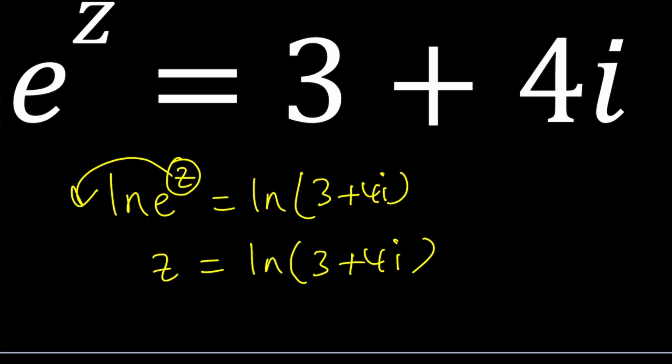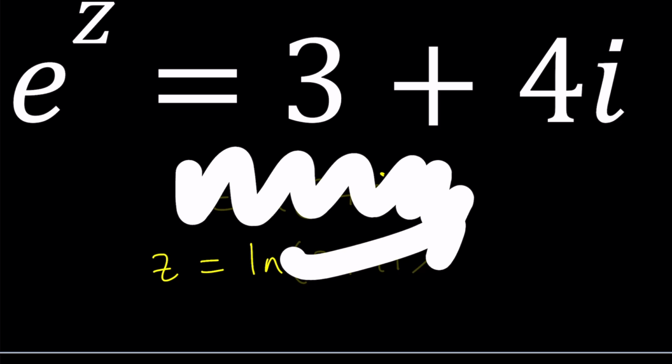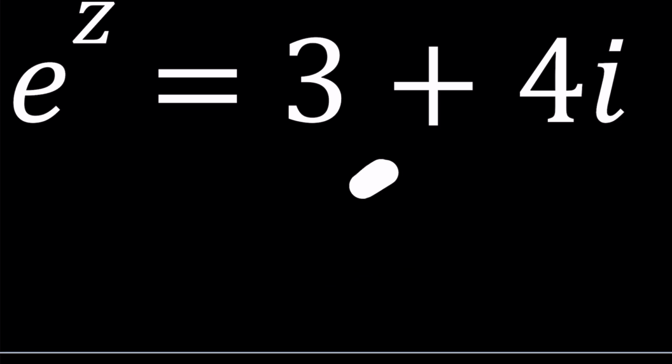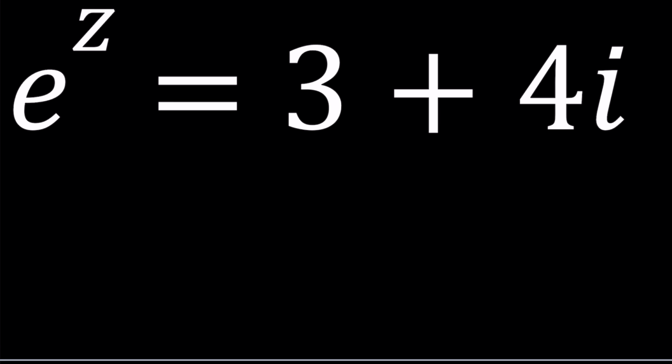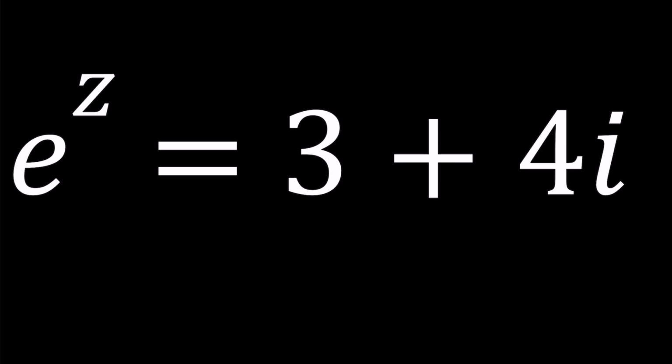So a very simplistic approach is not going to help us. We're going to work in a different way. So here's what we're going to do. First of all, we need to realize that z is a complex number, just like 3 plus 4i. So the question is pretty interesting. You raise e to a complex power, it's the complex exponentiation, and you get another complex number. And that's what happens all the time.